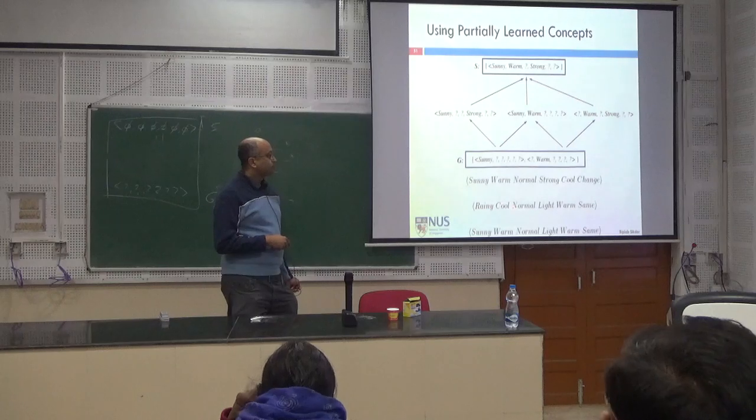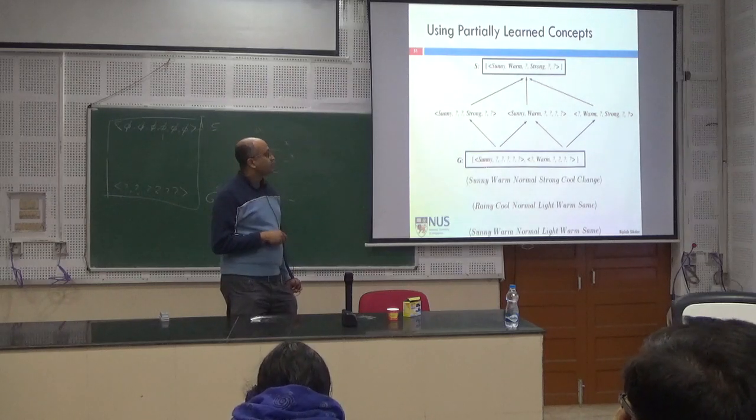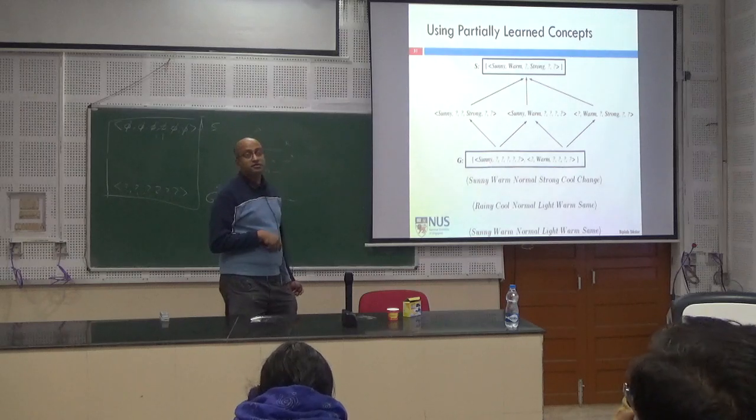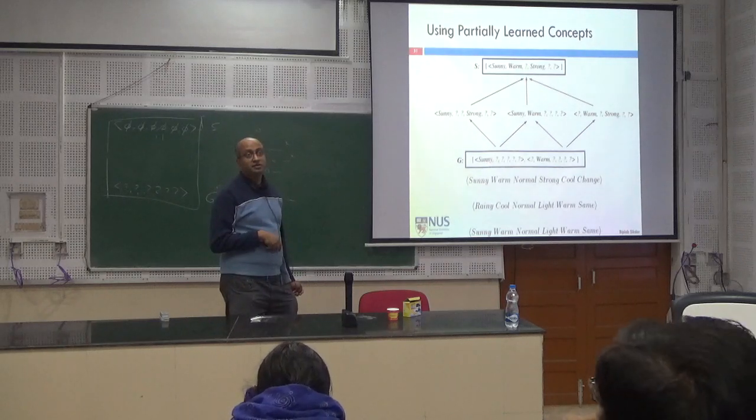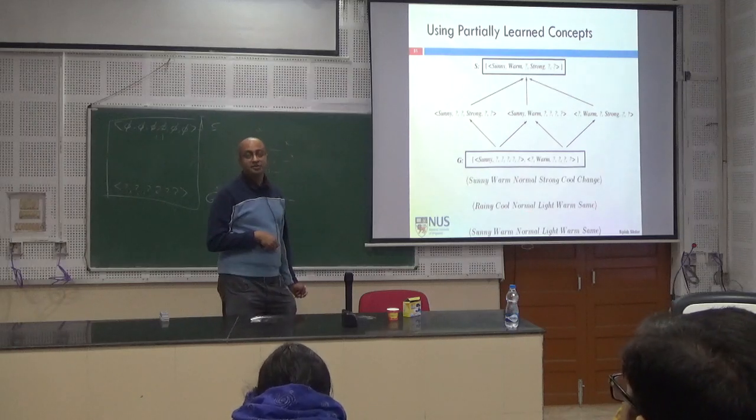Raining, cool, normal, light, and so on. It will be rejected here, it will be rejected here too. Both want sunny to be there. So I'm going to classify this as a negative sample.